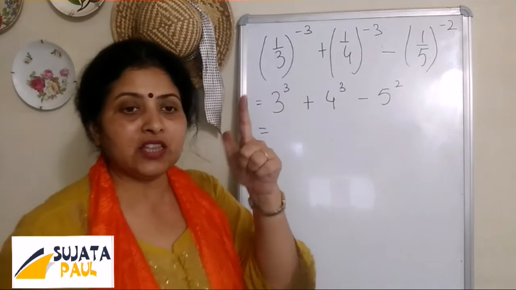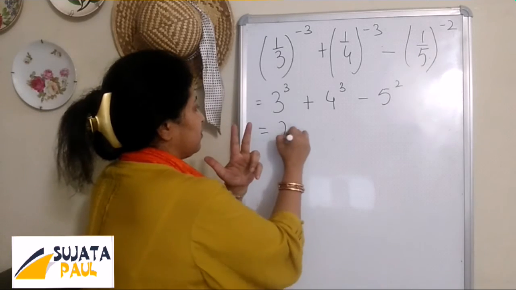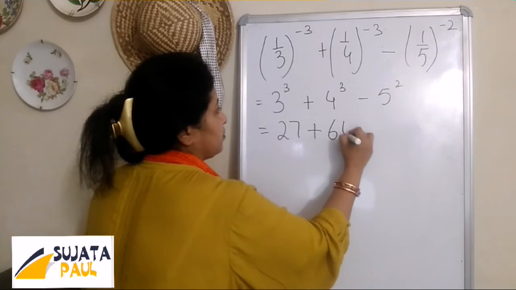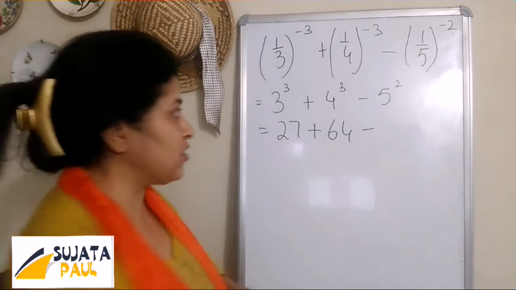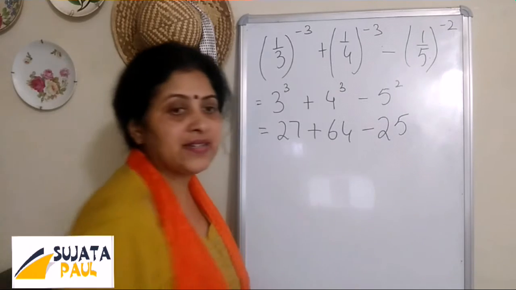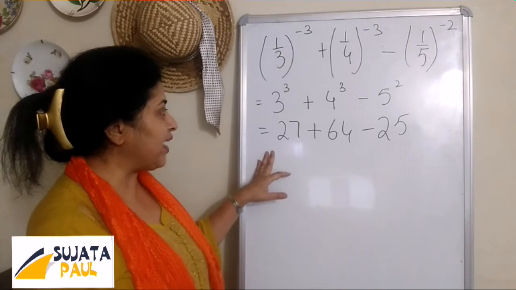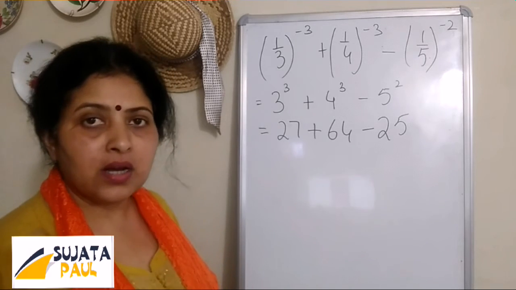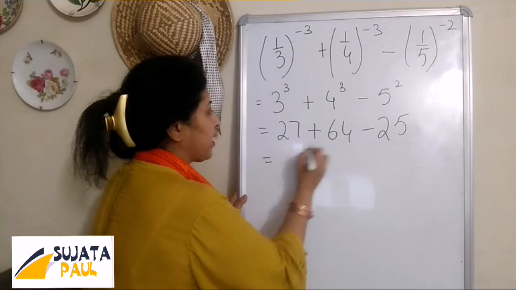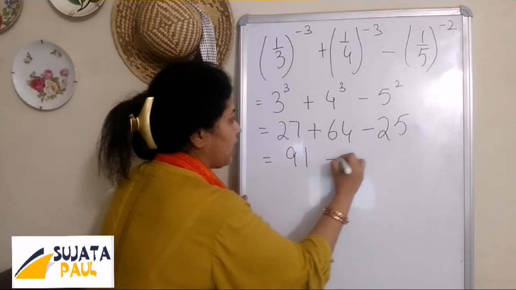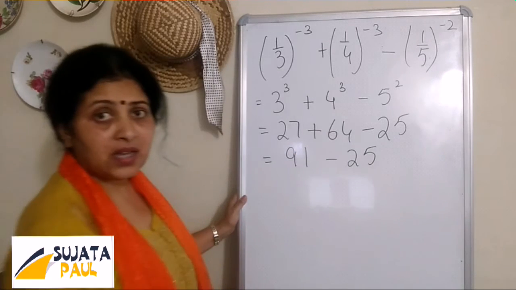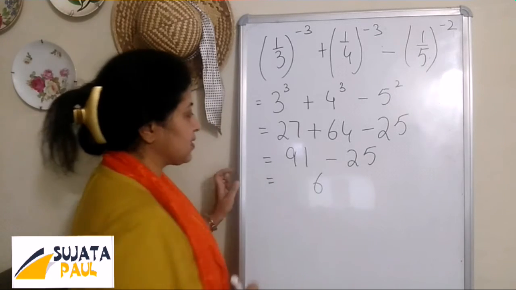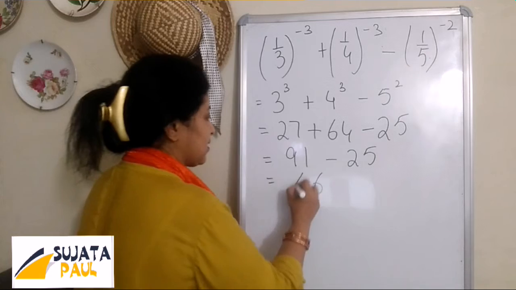So this will be 3 3s are 9, 9 3s are 27. 4 4s are 16, 16 4s are 64. 5 5s are 25. Right? Now, you know what? I always like to add up the positives and all the negatives and then do the subtraction. So this will become 91 minus 25. Right? And what will the answer be? 11 minus 5 is 6 and 8 minus 2 is 6.